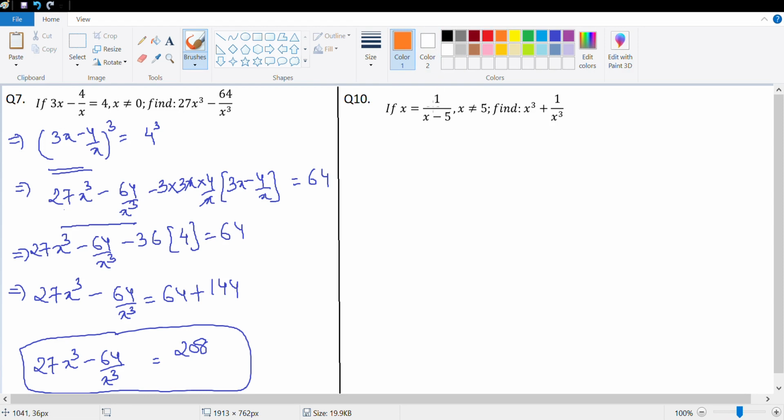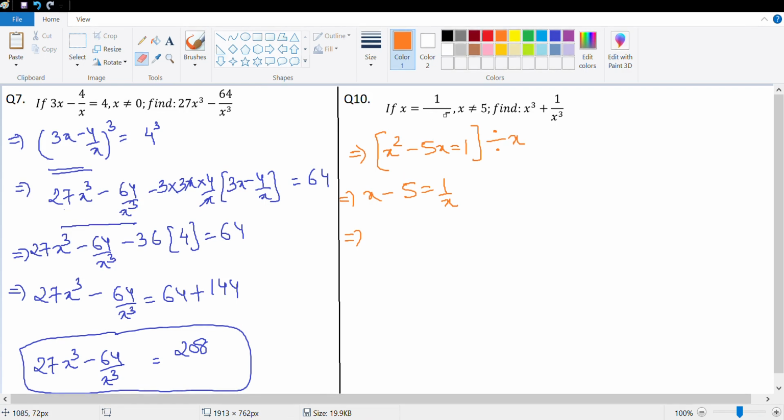It says if x is equal to 1 upon x minus 5 and x is not equal to 5, calculate the value of x cubed plus 1 upon x cubed. So let's cross multiply. What we have is x squared minus 5x is equal to 1. I need x in the denominator, so I divide both sides by x. What we get is x minus 5 is equal to 1 upon x, which means, have I done this right? Question number 10. Yes. Oh, I have written the question wrong. That's why I was getting this wrong.